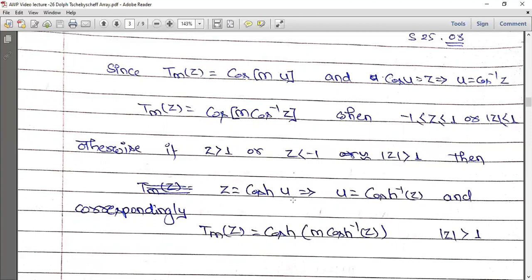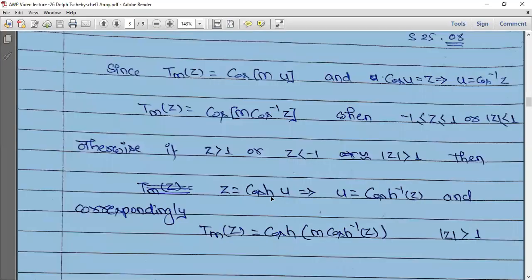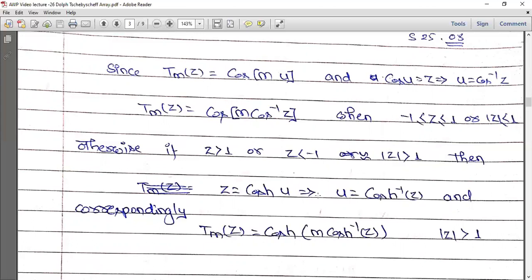This is another definition which is used for understanding Chebyshev polynomials. Since the Chebyshev polynomials we have understood till now are defined only for z in the range from minus 1 to plus 1, but z can be greater than 1 or z can be less than minus 1, in that case we need another definition for z. The definition when z is greater than 1 or less than minus 1 is z equal to cosh u. And in that case, u will be equal to cosh inverse z.